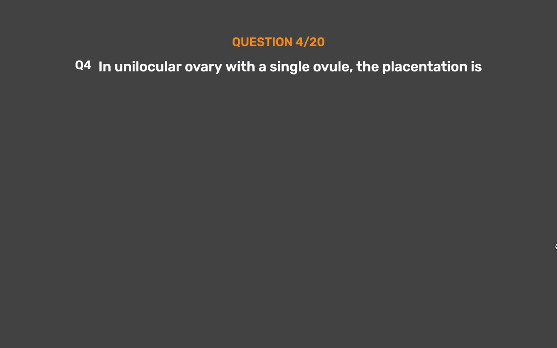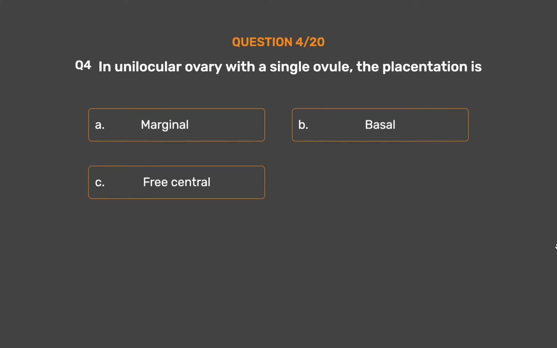Question number 4. In unilocular ovary with a single ovule, the placentation is Option A. Marginal. Option B. Basal. Option C. Free central. Option D. Axile.